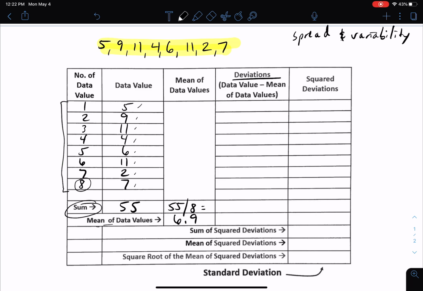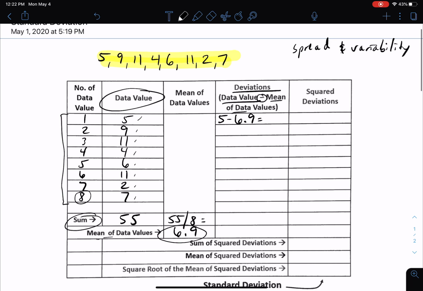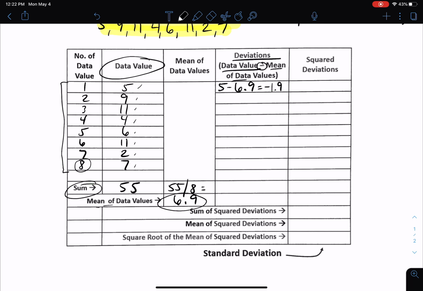Okay. Now what I'm going to do is I'm going to move over here to where it says deviations. Deviations, data value. Well, these are the data values minus the mean. Well, the first one is 5. So I'm going to go 5 minus the mean. 6.9 was the mean. Okay. So when you calculate that, you're going to get negative 1.9. Okay. The next number is 9 minus the mean.